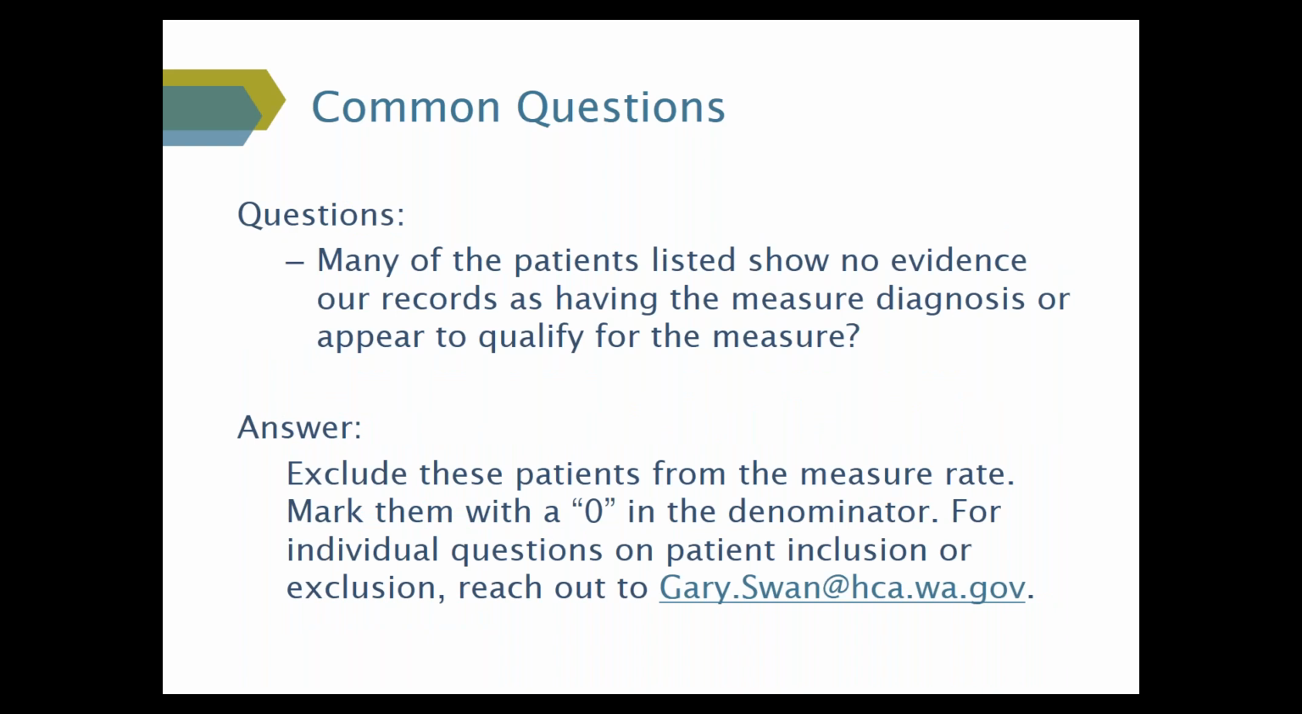So this is a question that we received a couple of different times from a couple of different providers. If the patient is showing in your records as no diagnosis, appearing to have not qualified for the measure, we're asking that you exclude them from the final reporting. So you would remove them from the denominator, and we would accept your data for performance.